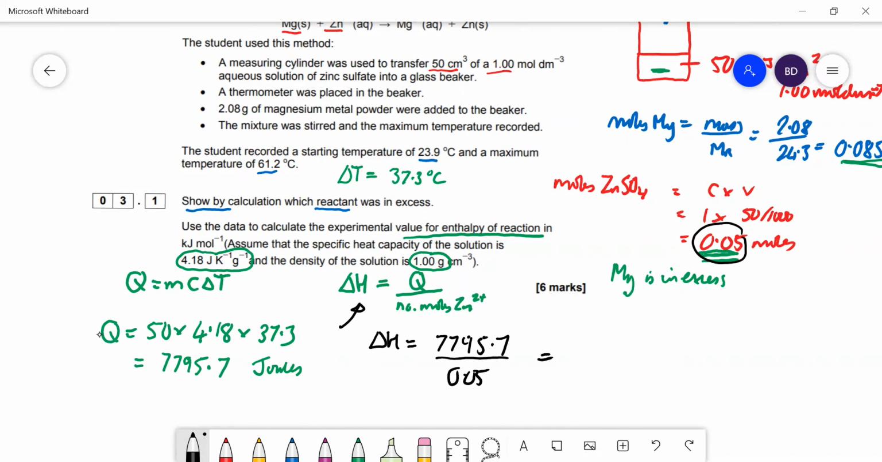So delta H is equal to 155,914 joules. Let's convert that into kilojoules, and we're going to go to 3 significant figures because most of our data is up to 3 sig figs. So that's going to be 156 kilojoules. Now, that's really important before we put that in, is that we say that that is minus 156. Why is it minus? Because it is exothermic.